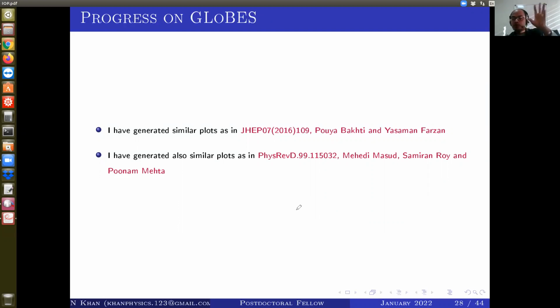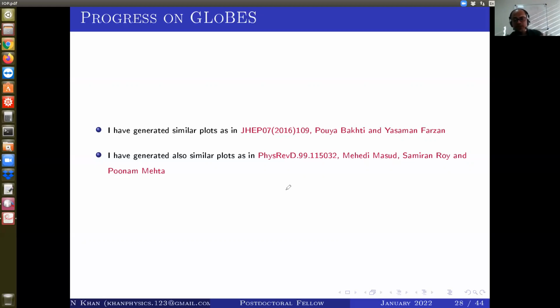And we have used the Casas-Ibarra parameterization such that it can give some good signature from the stability point of view also. That we have done. But recently I am learning GLoBES here, at IPM Tehran.